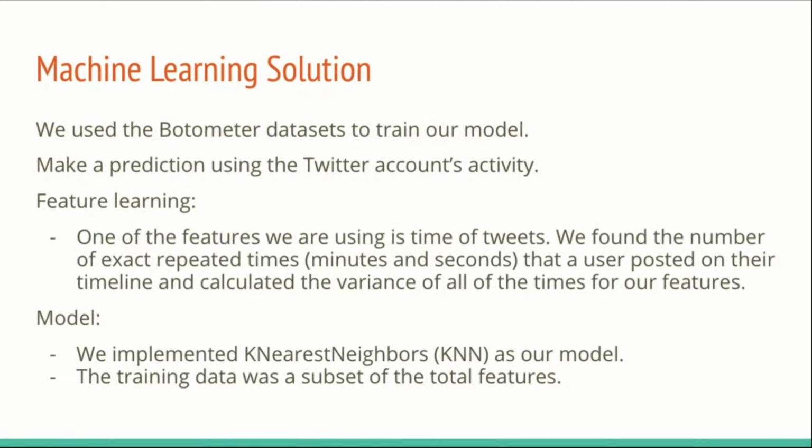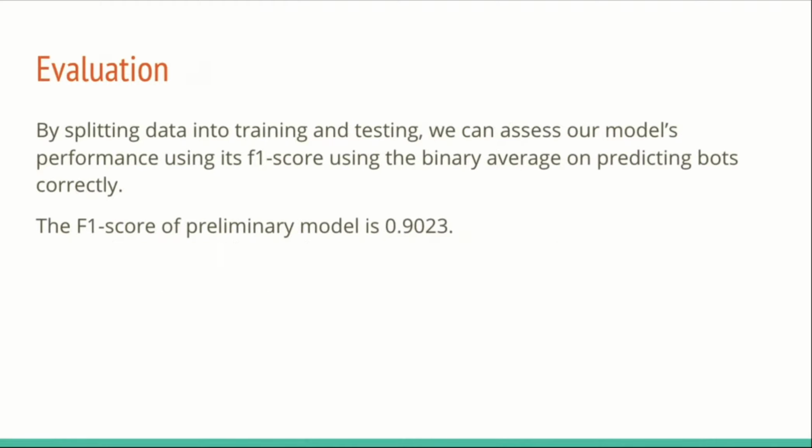Take it away, Carter. So for a machine learning solution, we use the Botometer data sets to train our model, and we made a prediction using the Twitter account's activity. For our features, we had one list that looked at the amount of repeated times for the first 20 tweets, and the second feature was the variance of the times of those 20 tweets. For the model, we implemented the KNN, and we used training data as a subset of the total features.